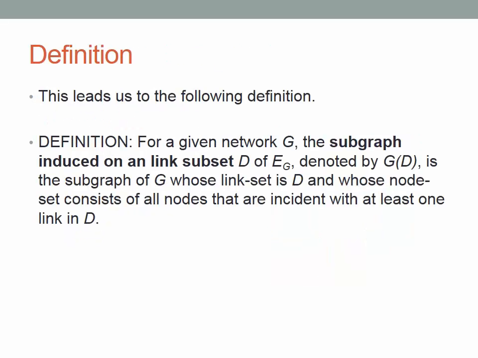This leads us to formally define what we mean by a subgraph induced on a link subset. And it is the subgraph whose edge set or link set is exactly the identified subset, and the node set is all of the nodes that are incident with at least one link in D.